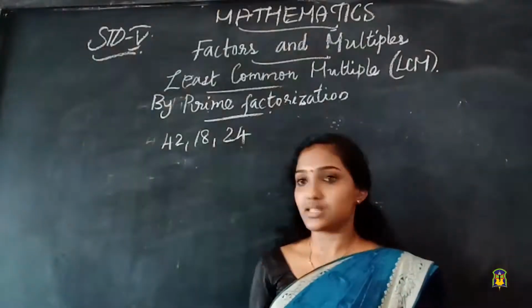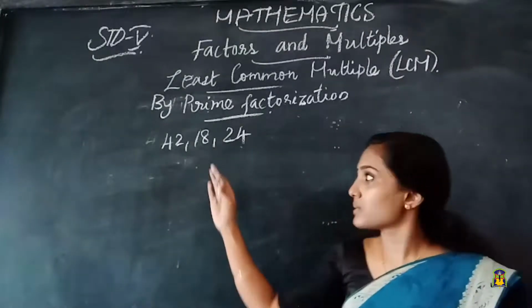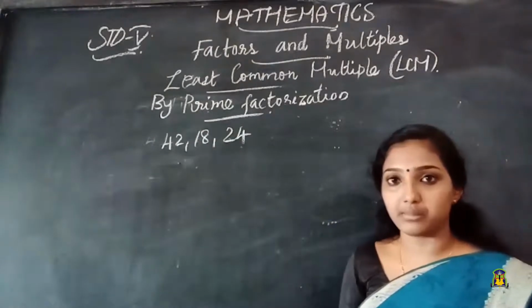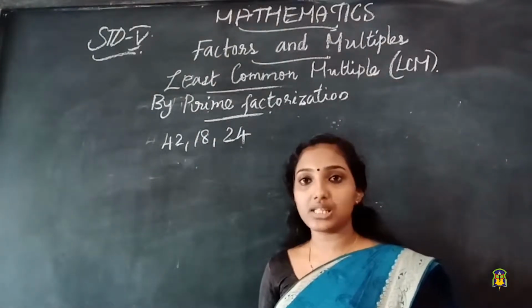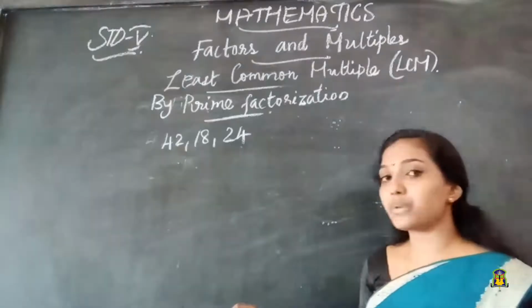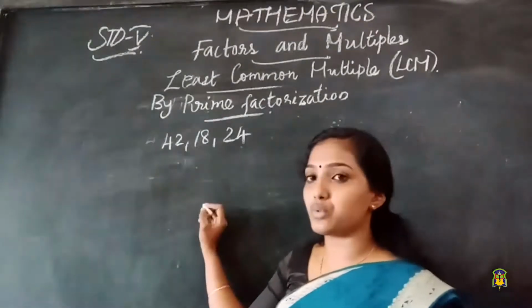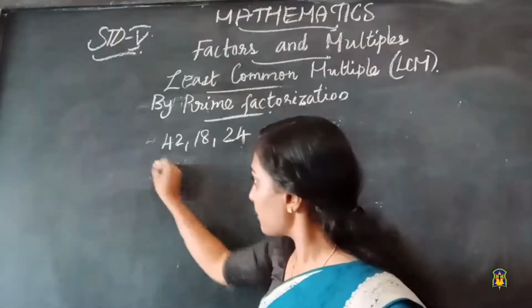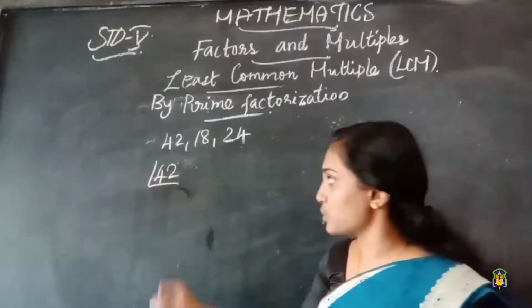Moving to our next question. Here we are given three numbers: 42, 18 and 24. We have to find the LCM of these numbers. So what is our first step? We have to find the prime factorization of these numbers. One by one we can do the prime factorization. First we are doing the prime factorization of 42.